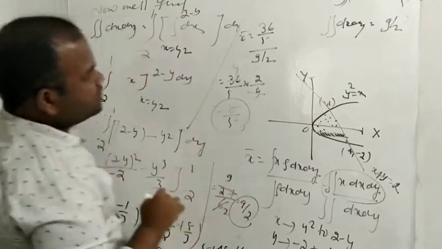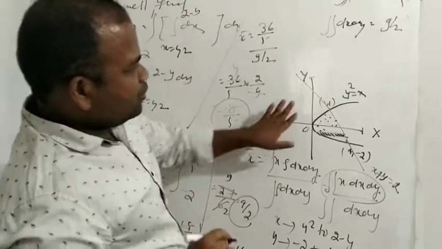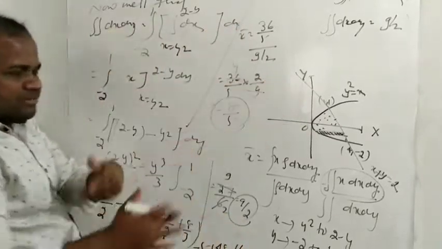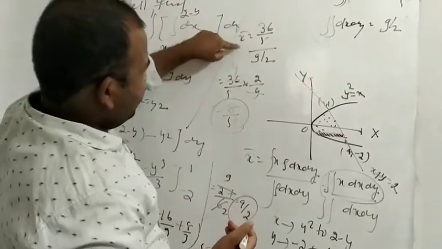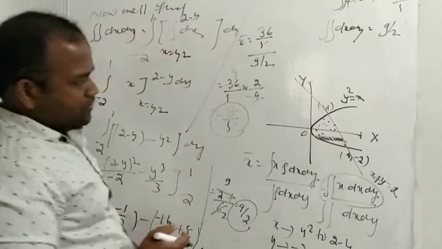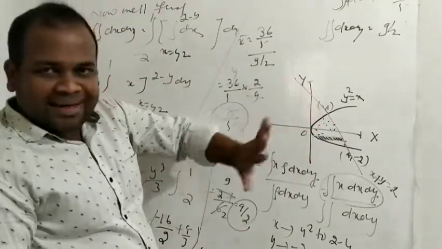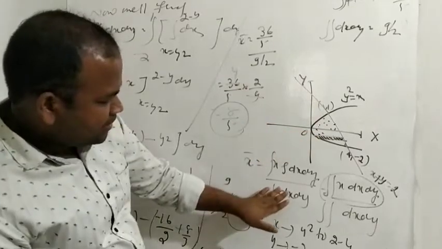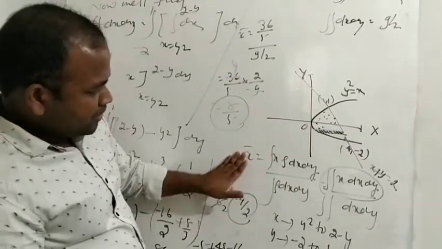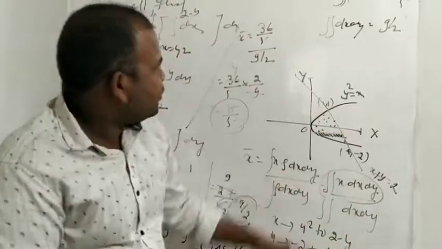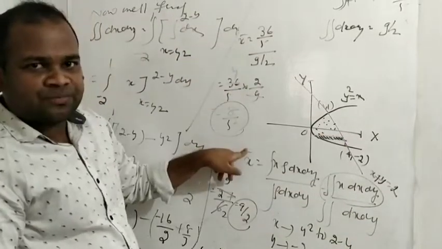According to the question, you will find the x bar only, it is not asked to calculate the y bar. So what is the value of x bar? x bar equals 8 upon 5. So in this way, if it mentioned the y coordinate, similarly we can find the y coordinate also. So y bar equals y dx dy upon dx dy. So similarly you can calculate y bar also. Okay, thank you.